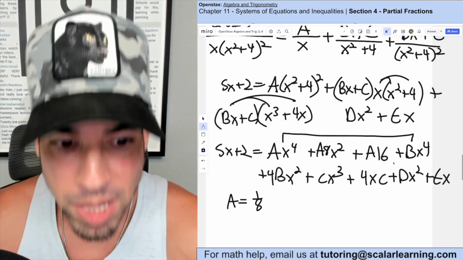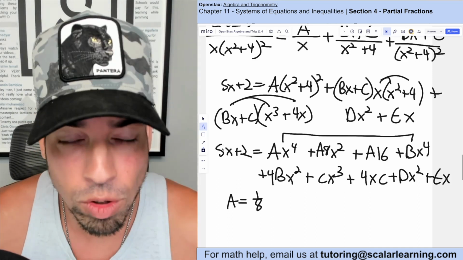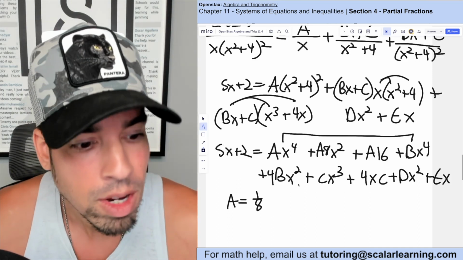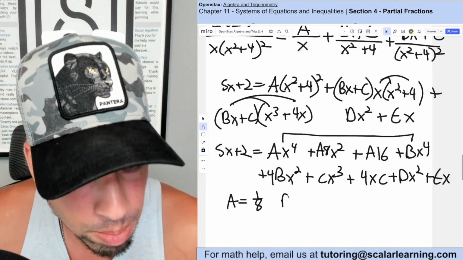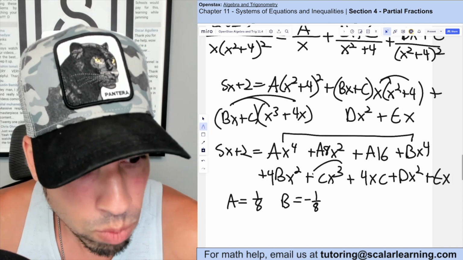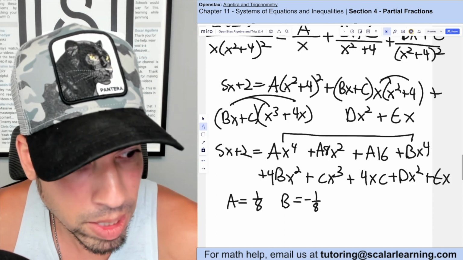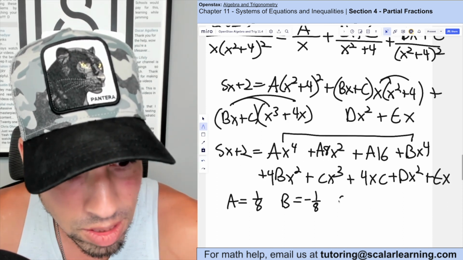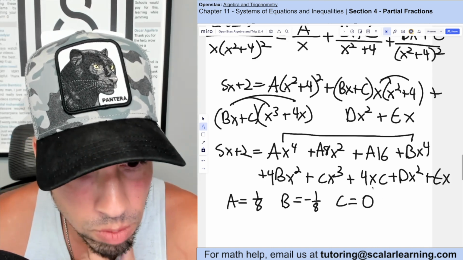Now we get another interesting situation, right? Ax to the fourth plus bx to the fourth has to equal what? Well, there is no x to the fourth. That means they have to cancel out. That means a and b have to be opposites, which means b has to be negative 1/8. I also only have 1x cubed, and that's multiplied by c. No x cubed over here, so c must be 0. Okay, we're making good progress.